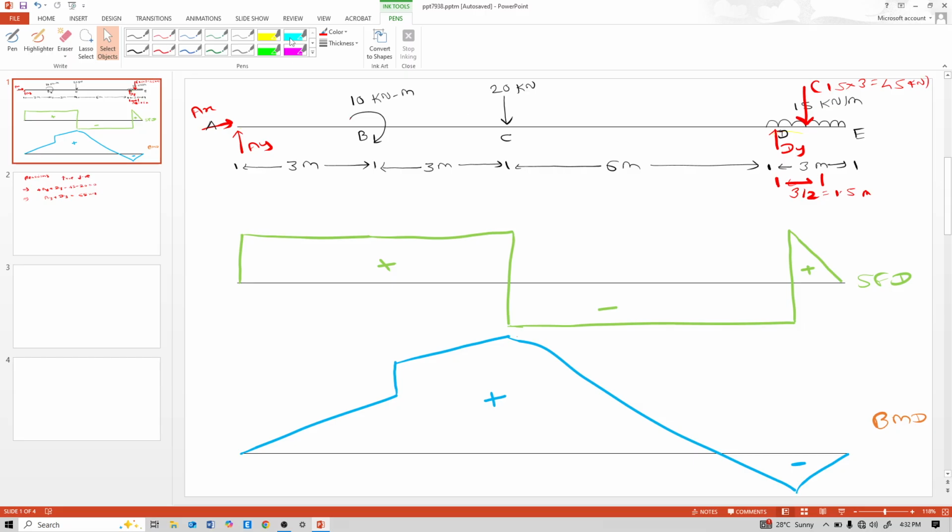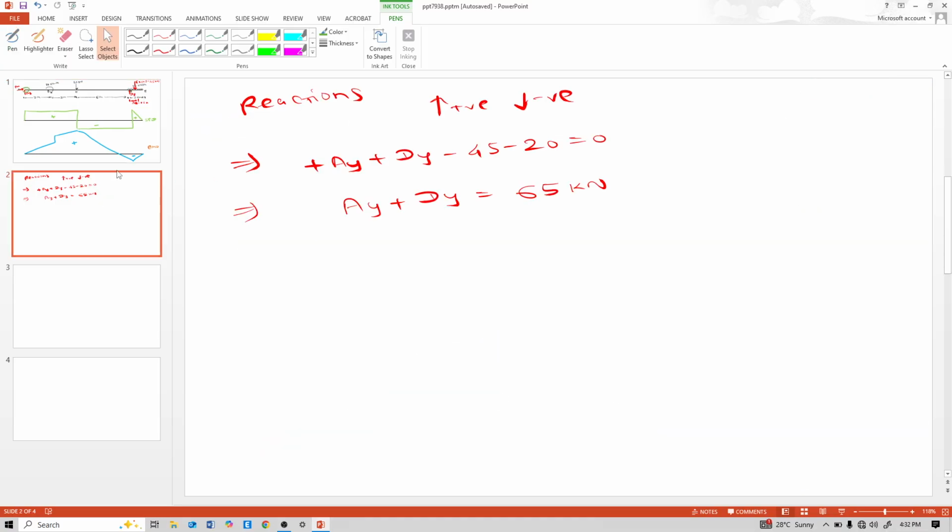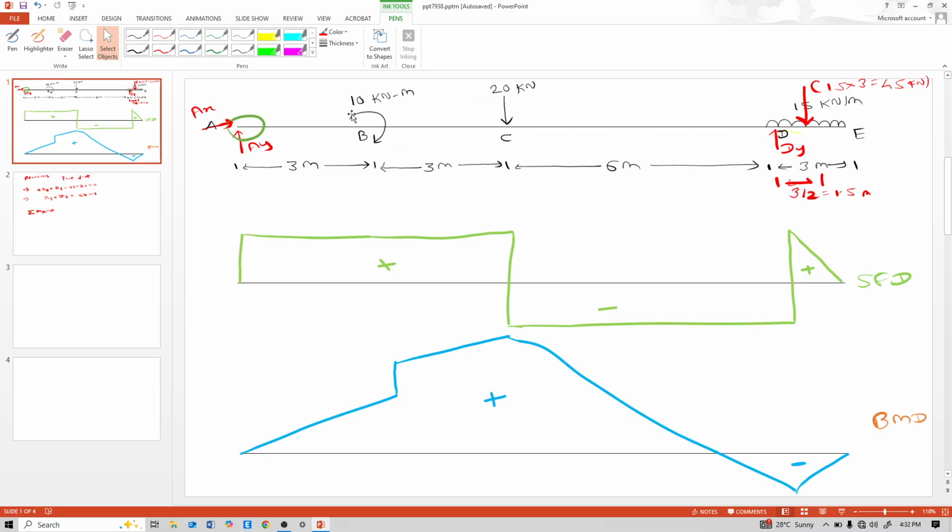Now take moments at this point, A point. So for that, summation of moments at A point equal to 0. So see, this 10 kilonewton is clockwise to that point. So clockwise, that means positive 10, only moment here.